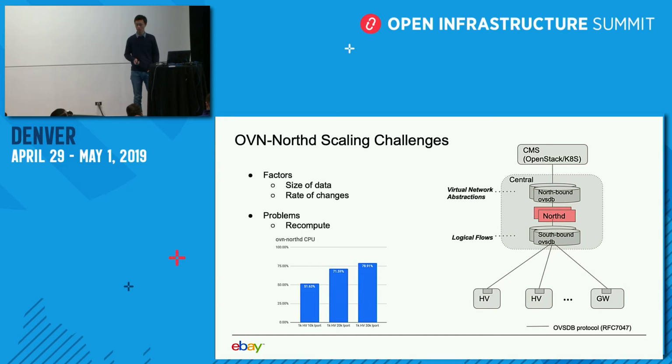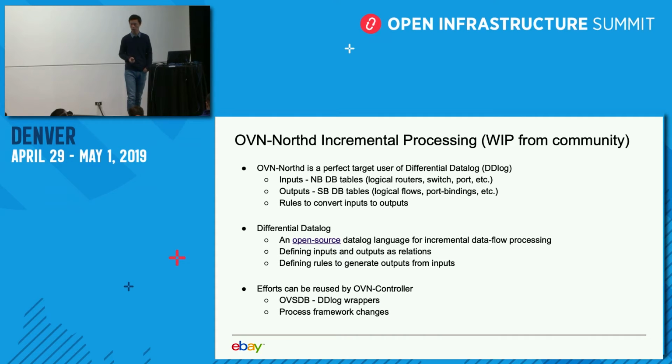But the problem is the size of data is big, and you have a high rate of change. You have a similar problem with the OVN controller, basically. The current implementation of northd always recomputes everything. This is clearly discussed in the community, and it's work from the community. eBay is not yet involved in this work, but I think it's a very important thing to mention here for the complete list.